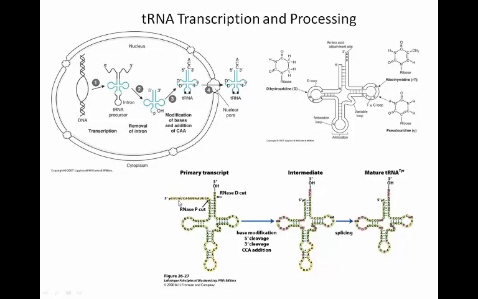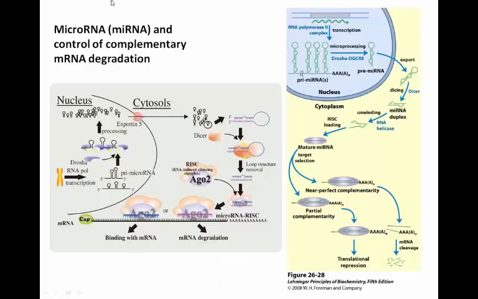And again, what we've done, we've removed this part, we've removed this part, we've added the CCA, we've added our modified bases, and now we clip out this part from here to there. That gives us our loop.